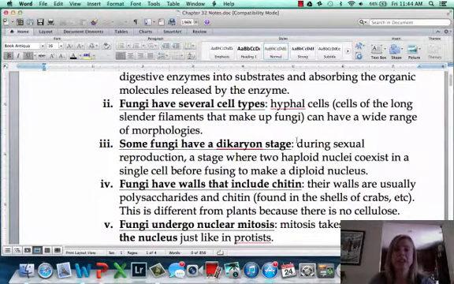Another thing that they can do is they can have what's called a dikaryon stage. So what's going to happen is they don't really have male and female, they have positive and negative, which is basically the same thing. And so they're going to grow next to each other, and eventually they're going to fuse together, and temporarily they're going to be two separate nuclei, and then the nuclei are going to fuse together. So that's called a dikaryon stage.